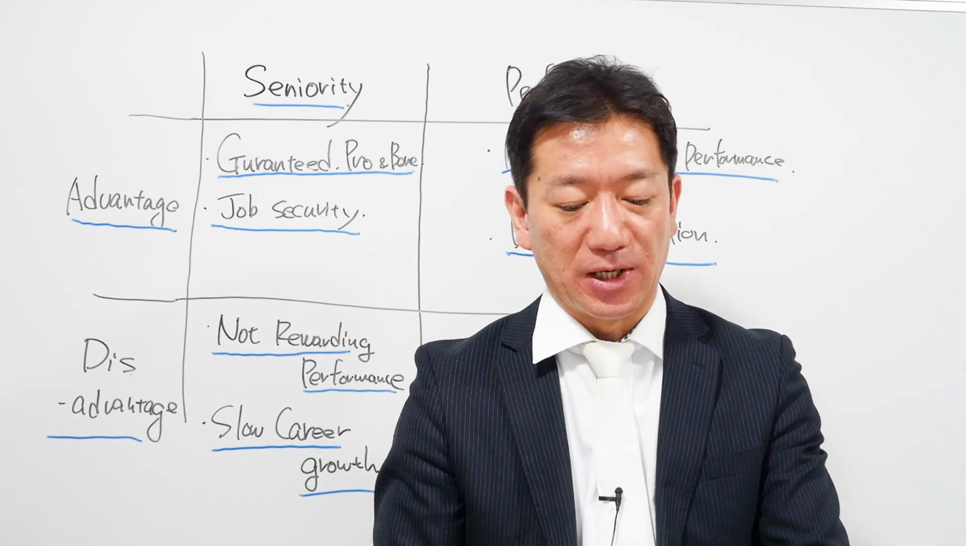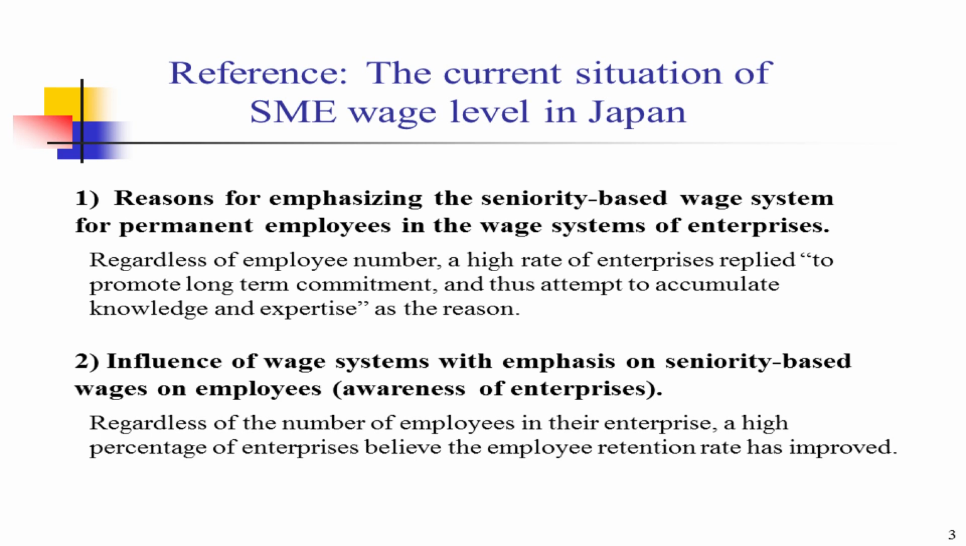Okay. And then next one. Please have a look at slide number 3. Let me introduce to you the real SME voices of seniority-based and performance-based. Okay. Slide number 3. 1. Reasons for emphasizing the seniority-based wage system for permanent employees in the wage system of enterprises. This is a Japanese case. I quote these sentences from the Japanese SME White Paper.